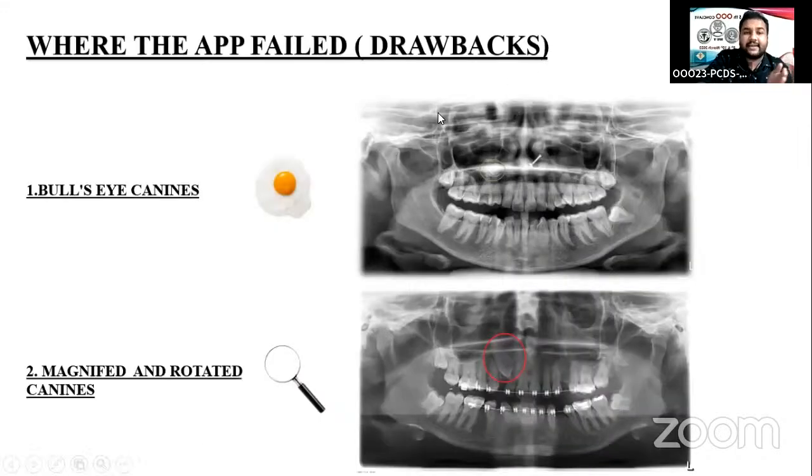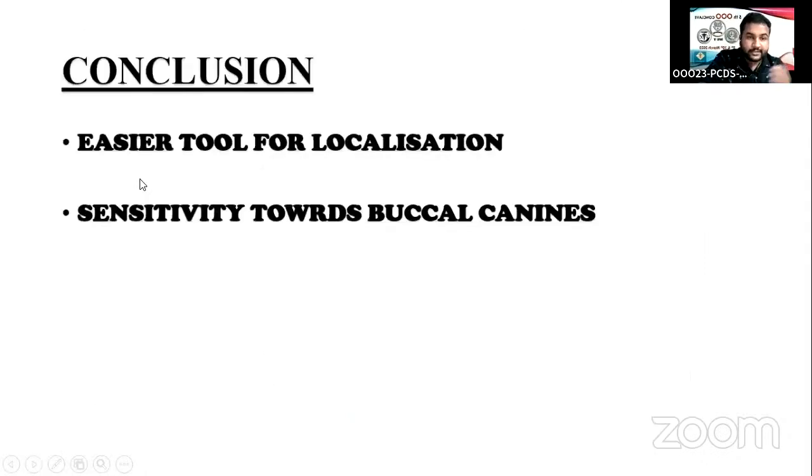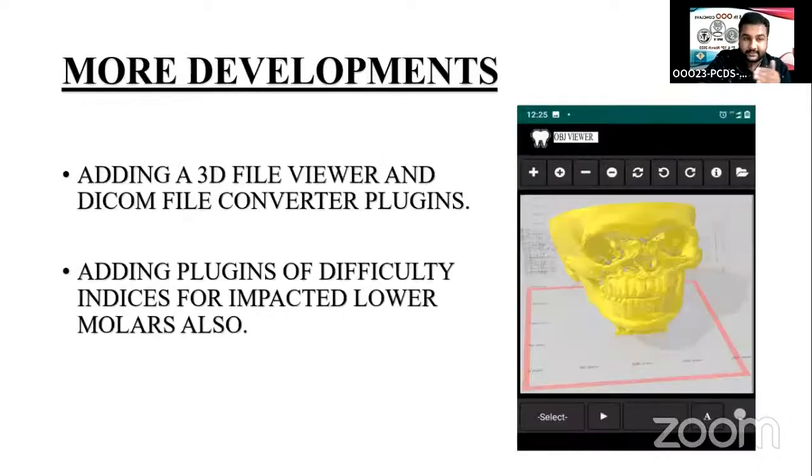These are the areas where our app failed, which is in the case of bullseye canines and in the case of magnified and rotated canines. To conclude, we found an easier tool for localization, and our tool, the Cuspid Tracker app, shows sensitivity towards the buccal canines.